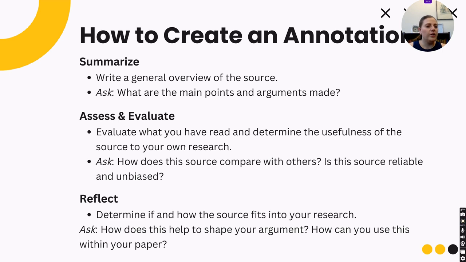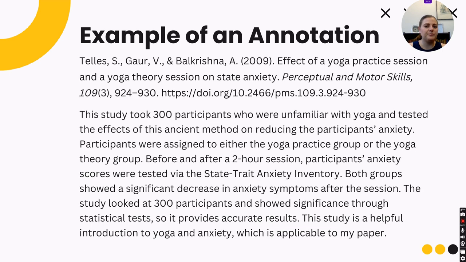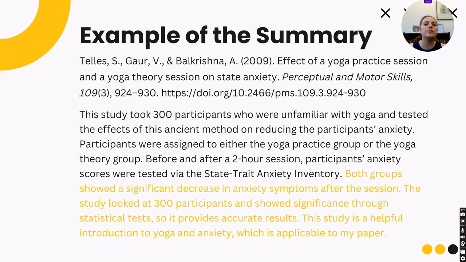So let's take a little bit closer of a look at an annotation. So here we can see we have our APA citation at the top and then our annotation down below. Now breaking this annotation down. So first we have our summary. So this is a couple of sentences. It's talking about who was in the study, what they did, what they were kind of looking at.